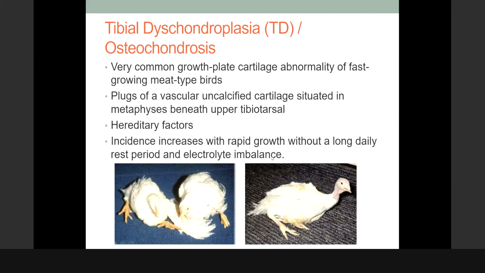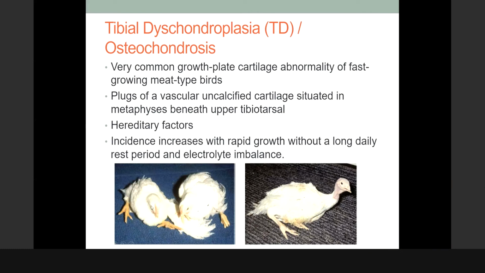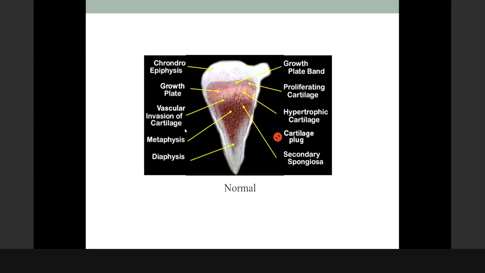It's also related to hereditary problem. The incidence increases with rapid growth, without long daily rest periods, and with electrolyte imbalance. So if you see chickens that have some sort of imbalance or lameness problem, one of the things that you should open up, usually what I do is a cut surface of the bone. And this is how the normal bone looks like.